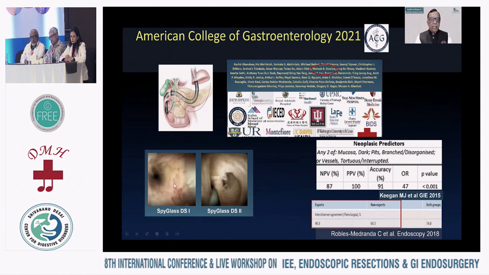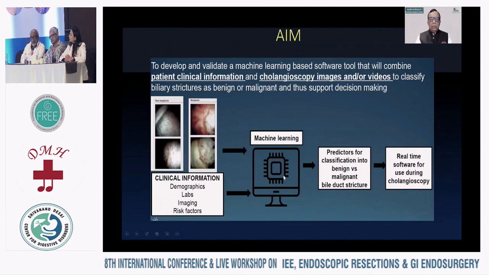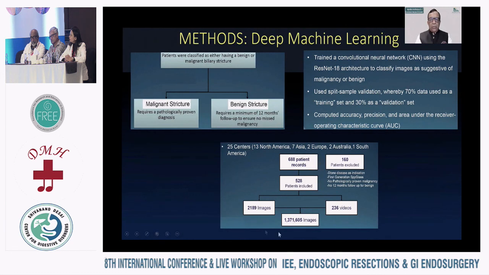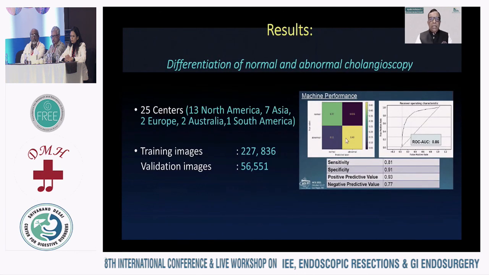And we gave our images from both Spyglass DS1 and DS2, which were used to train the machine. And a large set of data was put in. 13,71,000 images were used for initial learning and validation. And in the first result, it shows a very good ROC for differentiating normal from abnormal cholangioscopic findings. So this was 25 centers with a large amount of images being used.